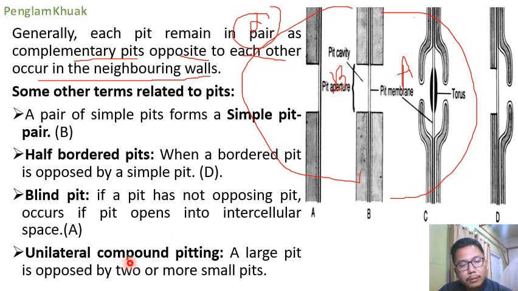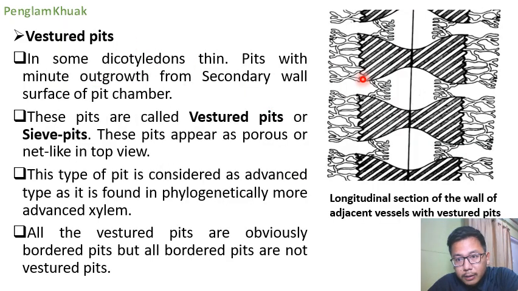Unilateral compound pitting. Uni means one. A large pit, let's assume this is one very large pit, is opposed by two or more small pits. If two or more small pits are present opposite to a large pit, the type of pit will be called unilateral compound pitting.